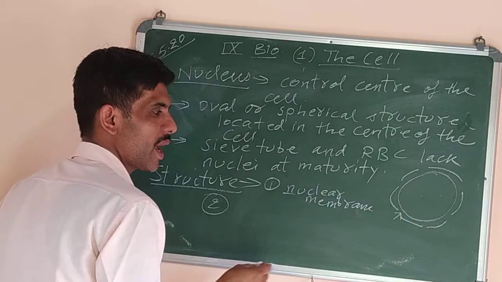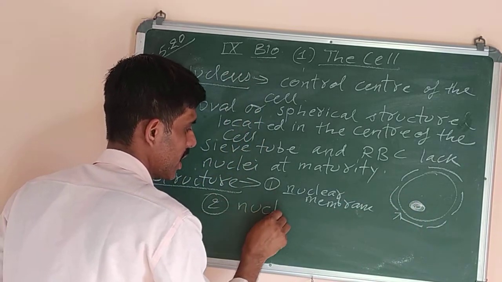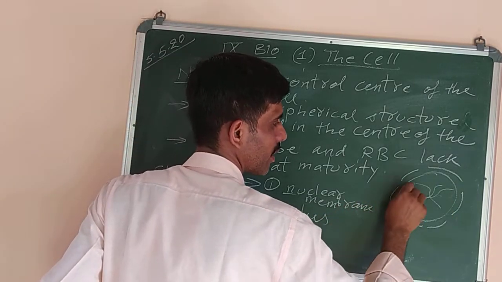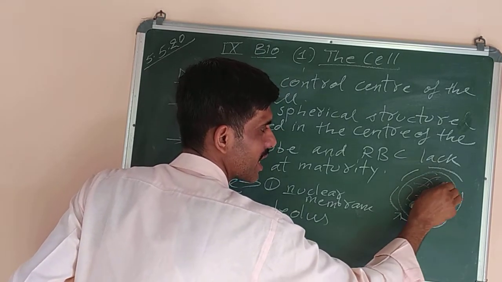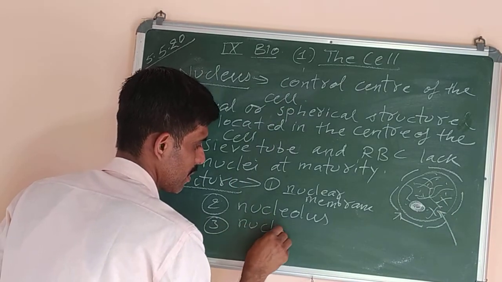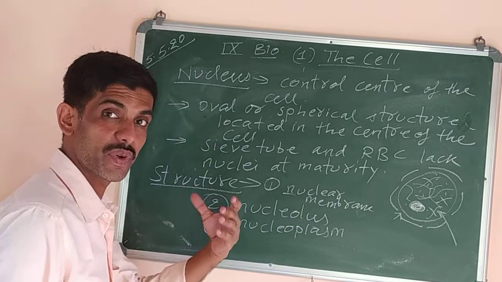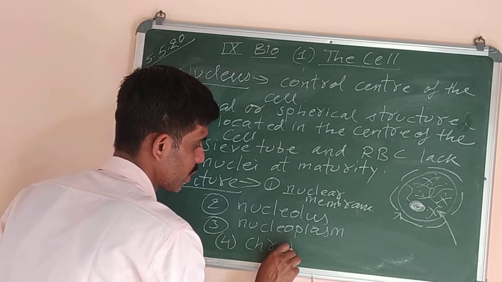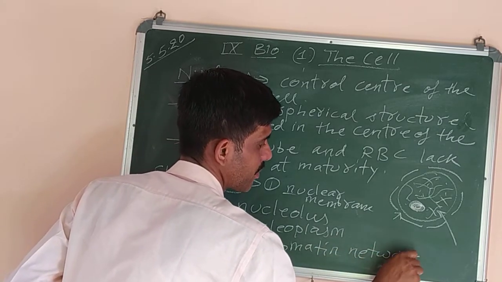After that, we have the nucleolus, which is a dense spherical body. We will study about each one of them. Nucleolus. Third one is nucleoplasm. This fluid which is present inside, that is called nucleoplasm. The part of the protoplasm which fills inside the nucleus. And the last one, fourth one, is the chromatin network, the one which forms chromosomes.